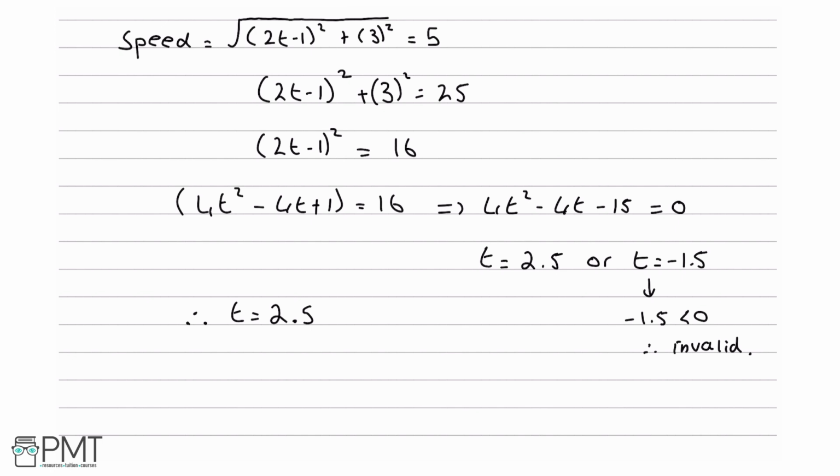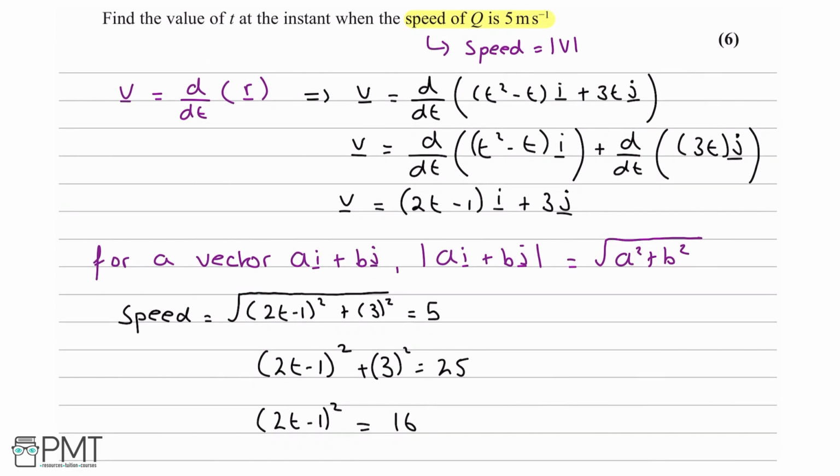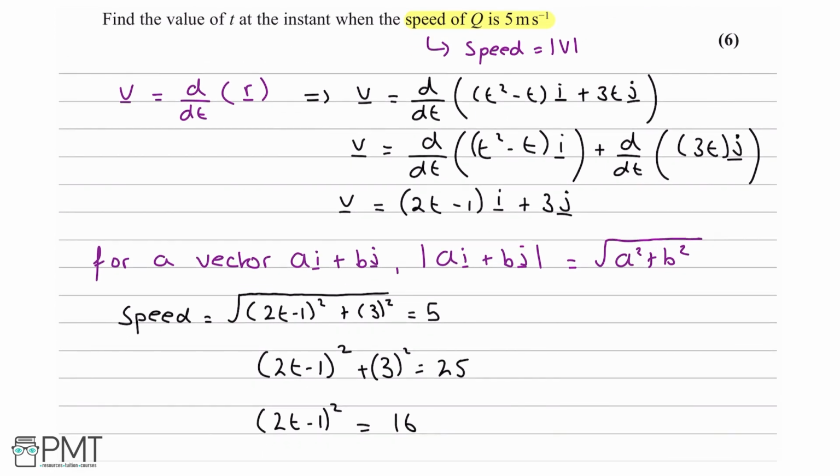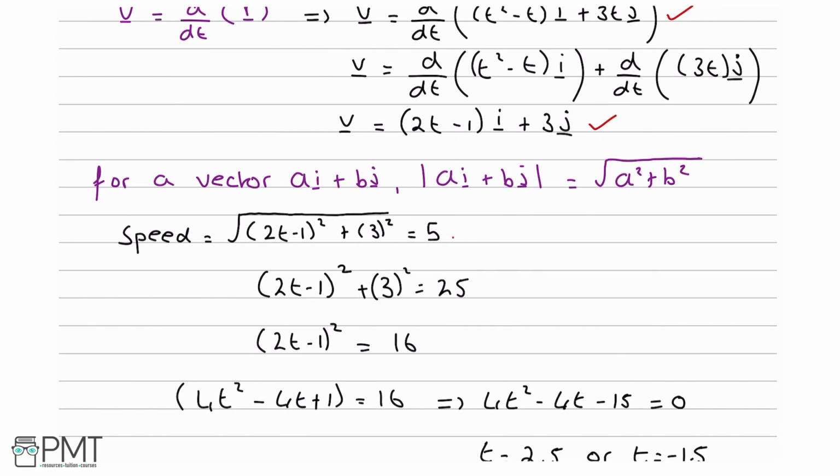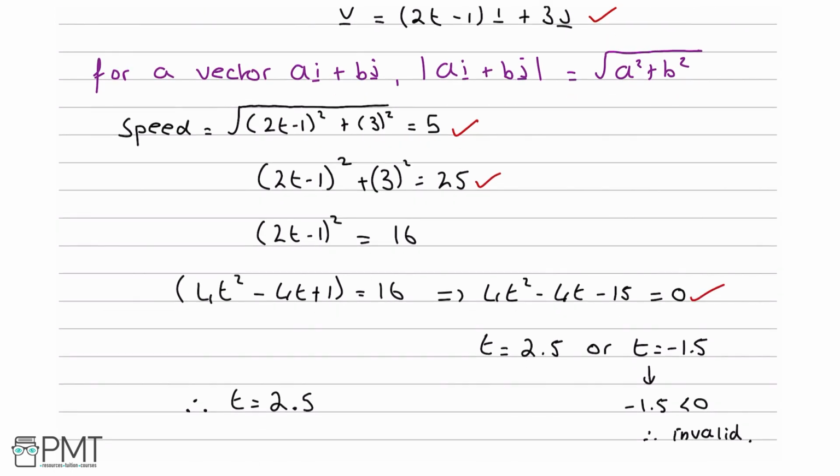So this question is worth 6 marks. Your first mark comes from differentiating r with respect to t to get your velocity, and showing any sign of that will get you your first mark. Your second mark comes from getting the correct velocity, as we have here. Your third mark comes from using the magnitude to give an equation in t only, as we have over here. Your fourth mark comes from rearranging to get this line. Your fifth mark comes from setting up a quadratic to solve for t, as we have here. And your sixth mark comes from getting t equals 2.5 as your final answer.